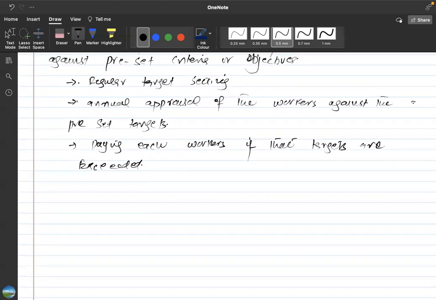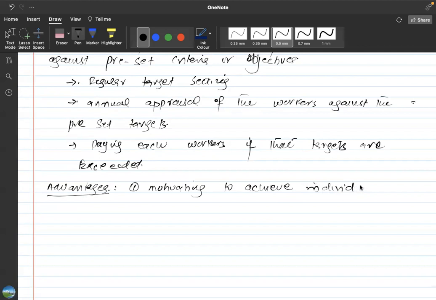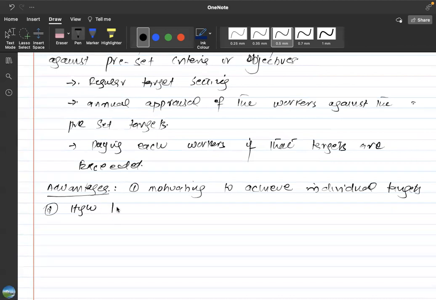Now we talk about the advantages of PRP. First of all, it is motivating to achieve individual targets. Second, high target settings may lead to hard working and an increase in efficiency.